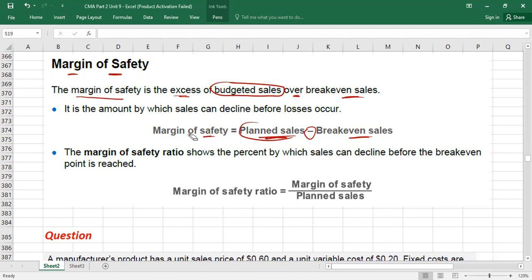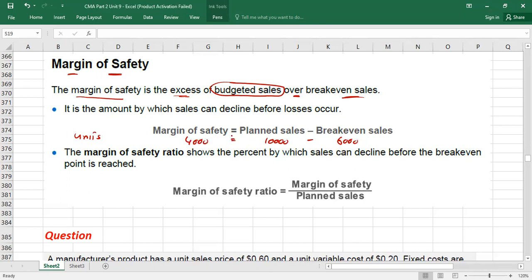Margin of safety could be in dollars also. It could be in units. So let me just give you an example first. Let's take units first. Let's say my planned sales are 10,000 units, and my break-even sales in units are, for example, 6,000 units. So it means my margin of safety is 4,000 units.